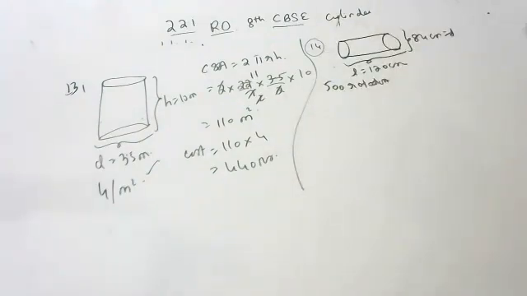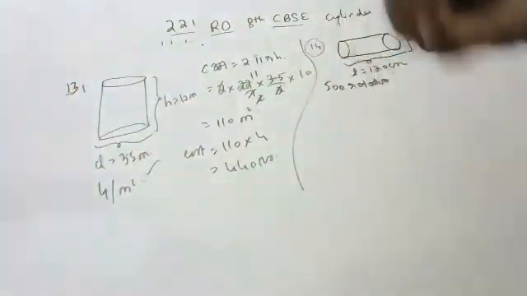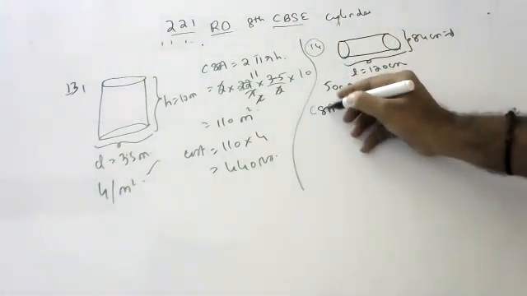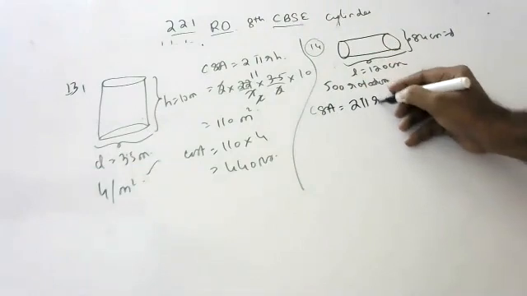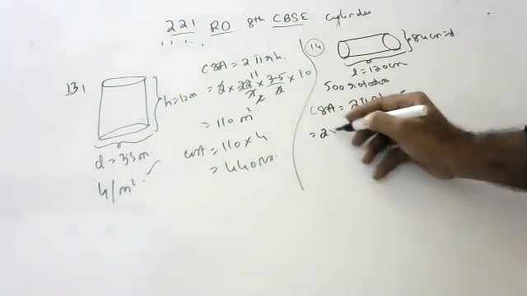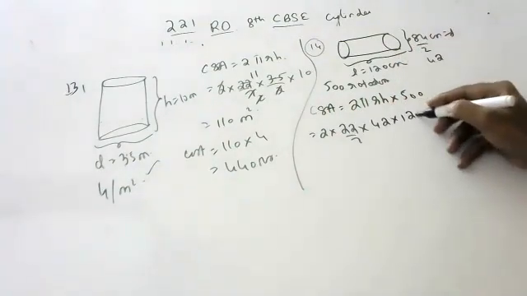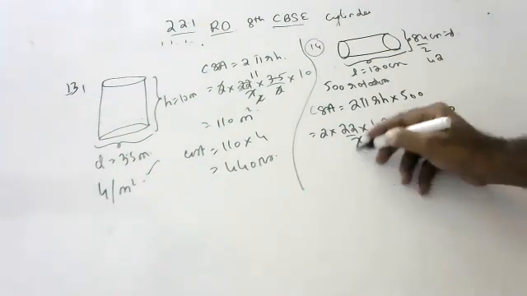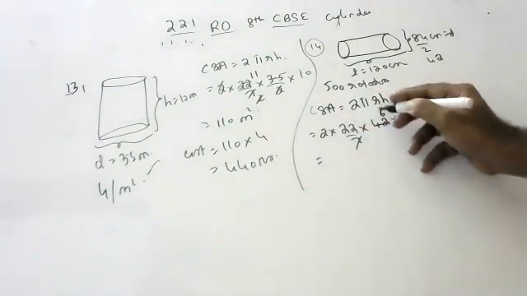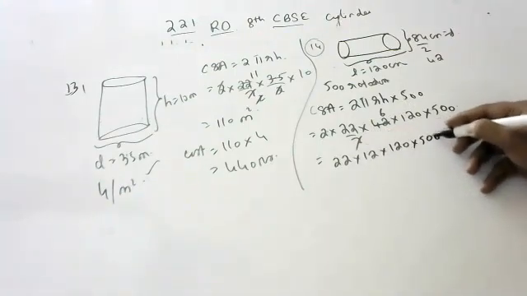One rotation is 1 CSA. So CSA is 2 pi RH into 500 rotations, which is 2 into 22 by 7 into 42 into 120 into 500. 6 twos are 12, so 22 into 12 into 120 into 500 centimeters square.